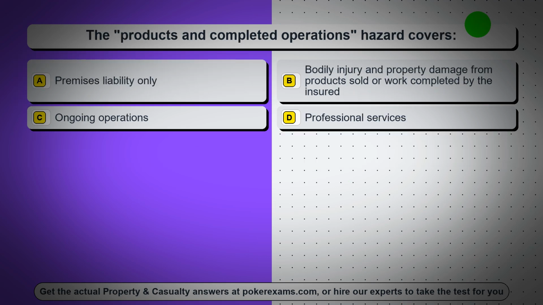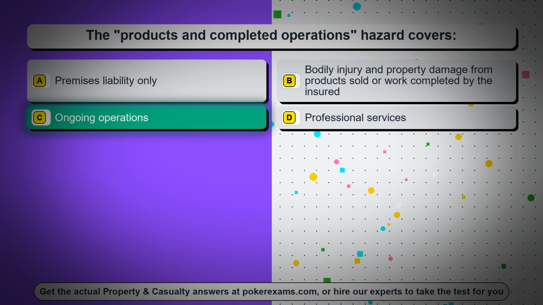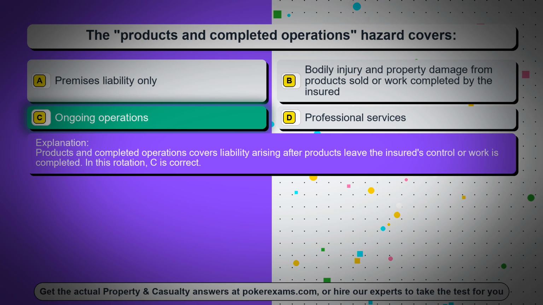Question 33. The products and completed operations hazard covers. Option A. Premises liability only. Option B. Bodily injury and property damage from products sold or work completed by the insured. Option C. Ongoing operations. Option D. Professional services. The correct answer is option C. Ongoing operations. Products and completed operations covers liability arising after products leave the insured's control or work is completed. In this rotation, C is correct.